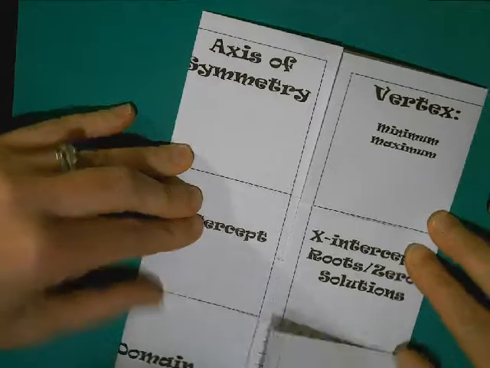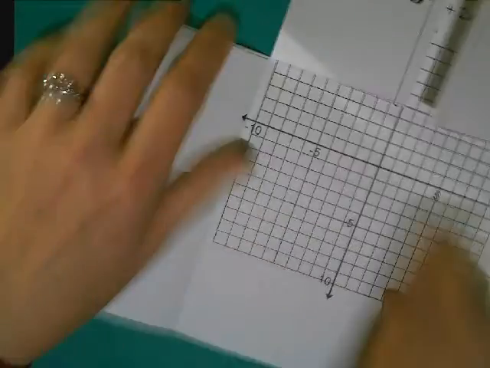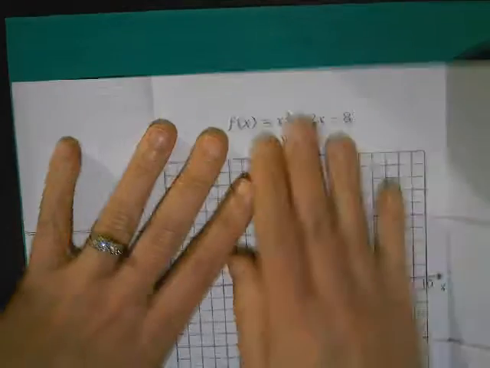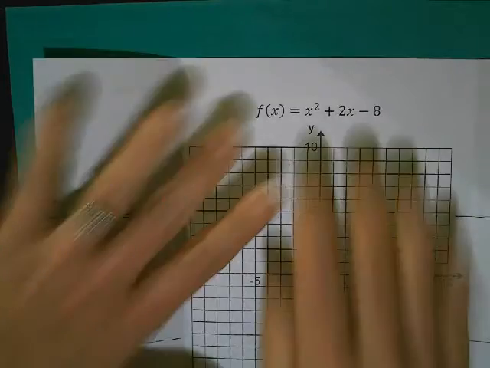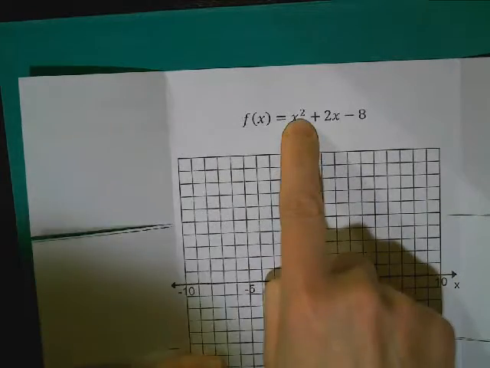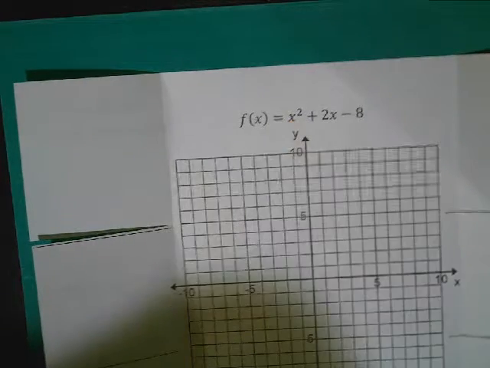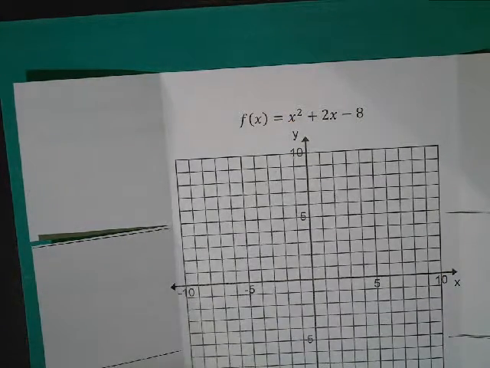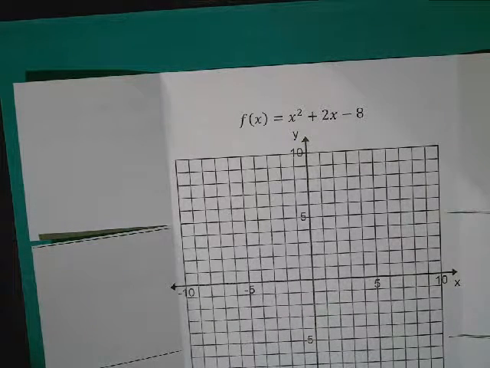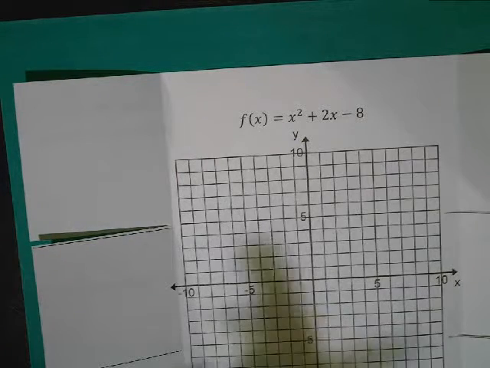Okay? Alright. And the next thing we're going to do is make sure that we open it up. And here is the function. And this is called a quadratic because it has x squared. So this is different than what we're used to. Normally we have linear functions. And this time we're going to be dealing with quadratics.